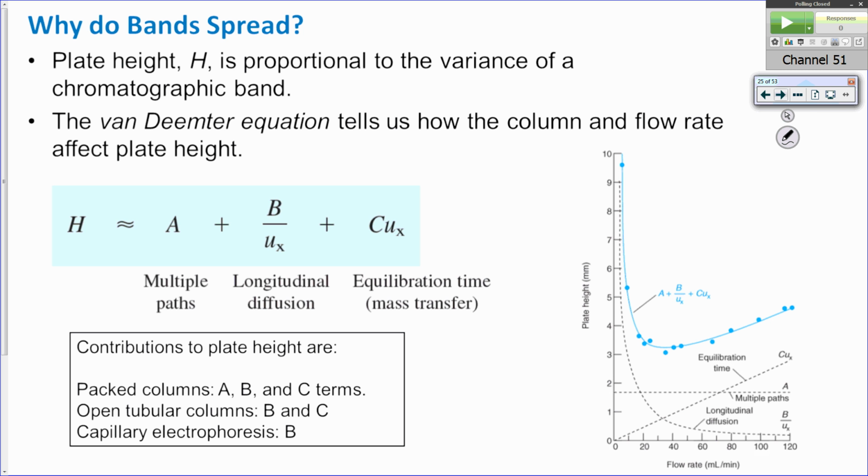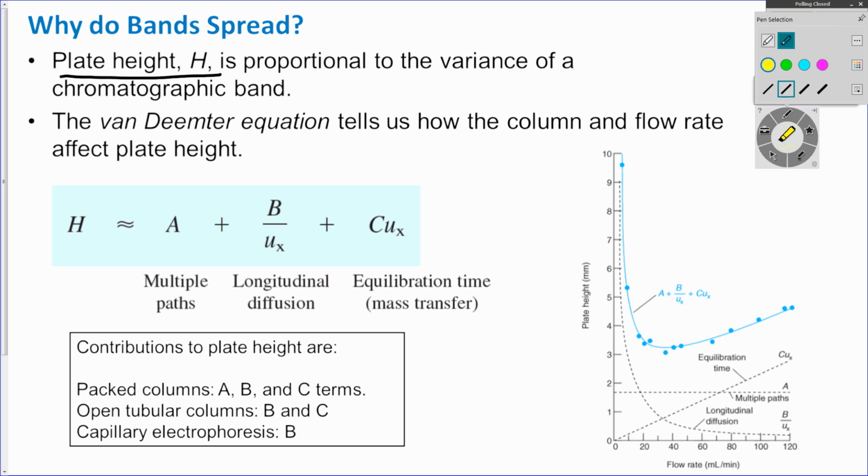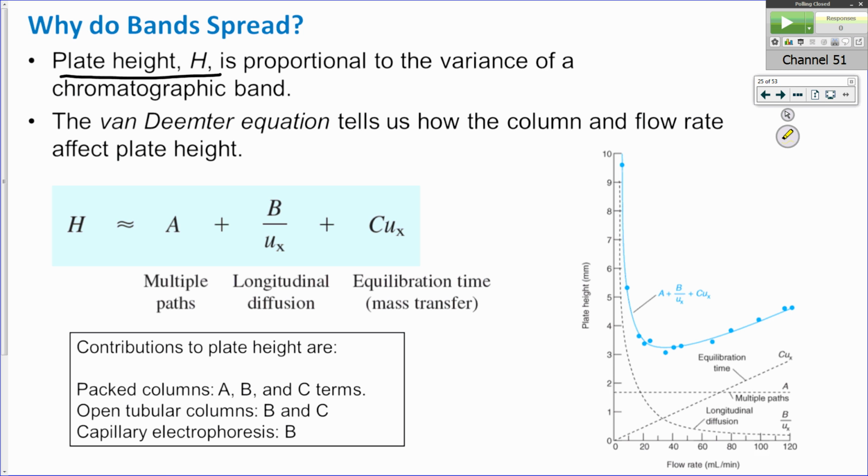Okay, so the last thing I want to talk about in chapter 23 is why the bands spread out. So I said plate height, I gave you a relationship to the plate count and told you they're inversely related. There's an equation called the Van Deemter equation. And the Van Deemter equation relates to the different components that contribute to plate height. And it says that it's related to three terms.